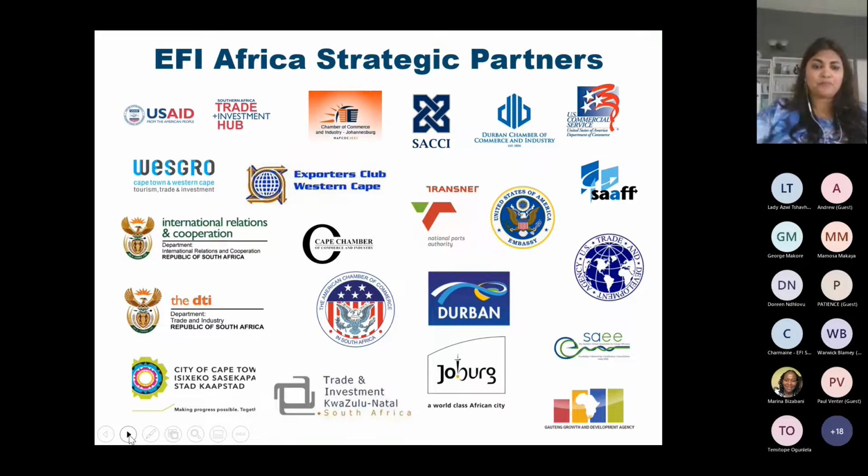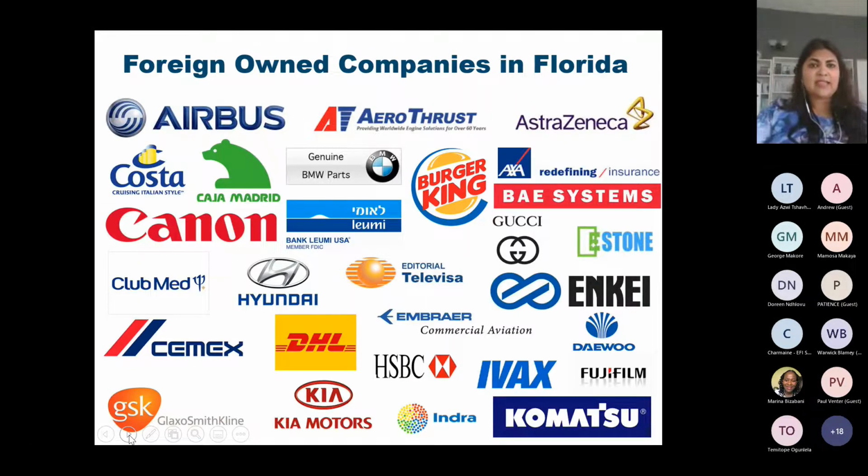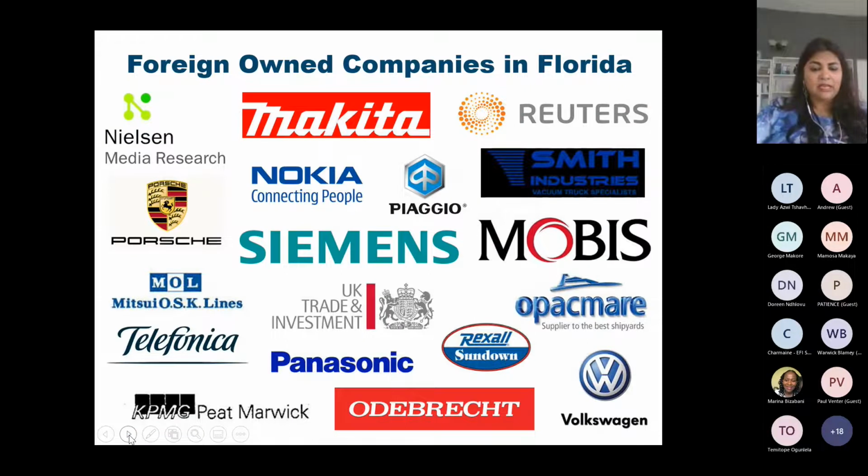Next slide, please. These next two slides is just a visual of some of the foreign-owned companies in Florida, and it really is quite a mix. On this slide, you see companies that are in aviation, life science, banking and finance, telecom, even food franchises. And in our next slide, ICT, automotive, research and development, electronics. It's actually any industry thrives in Florida because of the multifaceted business friendliness of the state.